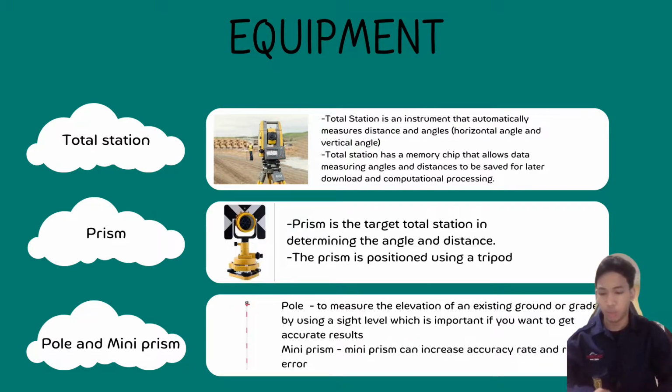So next is pole and mini prism. Pole is to measure the elevation of an existing ground or grade by using a site level, which is important if you want to get accurate results. Mini prism can increase accuracy rate and reduce error.